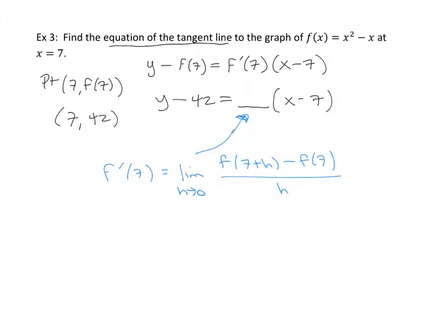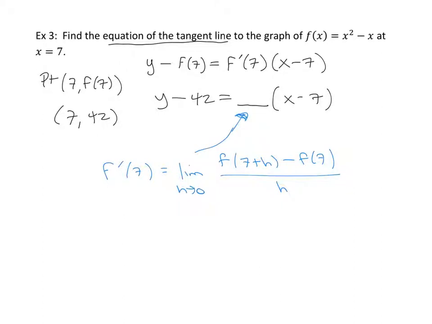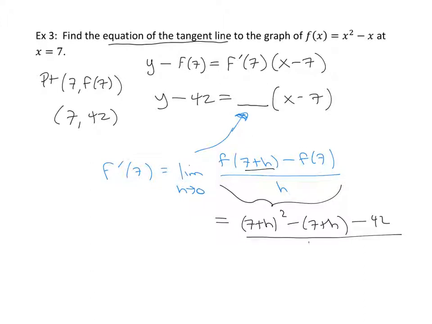Again, let's work on the difference quotient first, and then we'll plug in 0. You can't plug in 0 now, right? You'd be dividing by 0, and the numerator is 0 if you plug in 0 for h. In this particular case, f of 7 plus h is not x squared minus x, it's 7 plus h squared minus 7 plus h. And f of 7 we just found to be 42. So performing the algebra here, we get 7 squared, which is 49.